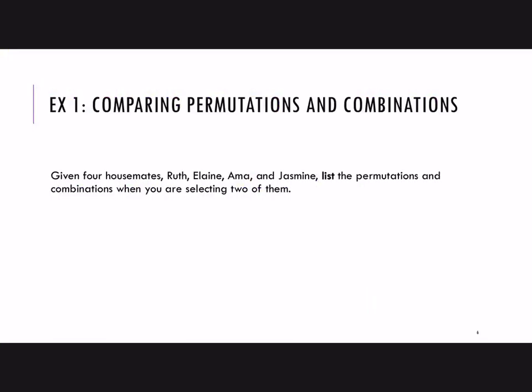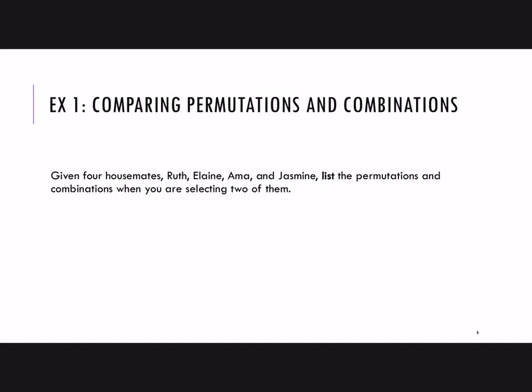Alright, so the first thing that we can do is use listing to compare the number of permutations and combinations, and what we're going to do is eventually try to develop a formula based on the permutations one that we know to somehow get a formula for the number of combinations, since they are very closely related. So let's try this exercise. Given 4 housemates, Ruth, Elaine, Emma, and Jasmine, list the permutations and combinations when you are selecting 2 of them.